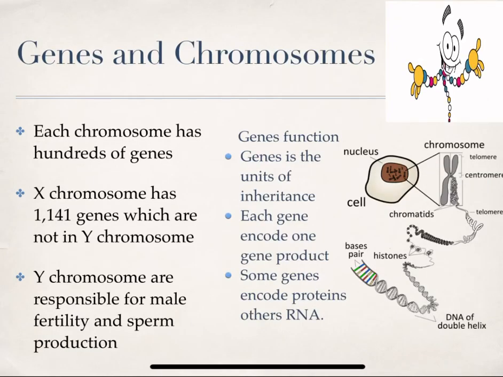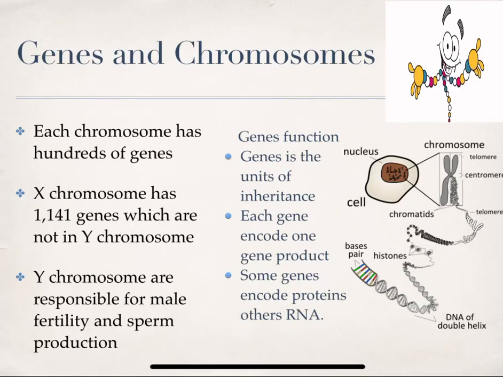Genes and chromosomes. Each chromosome has hundreds of genes. The X chromosome has 1,141 genes which are not in the Y chromosome. The Y chromosome is responsible for male fertility and sperm production.